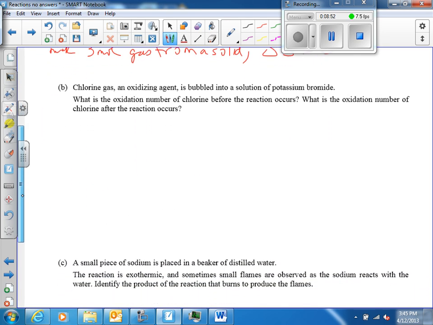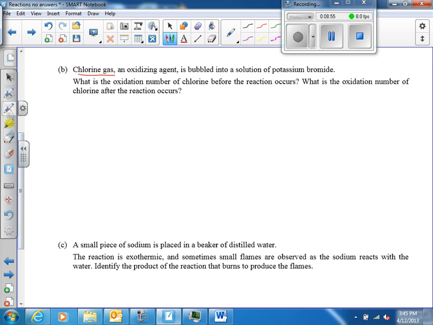Okay, chlorine gas. I've got a gas here, so I can't break anything apart. Oh, and it's an oxidizing agent. So this is going to get reduced. It's an oxidizing agent. Is bubbled into a solution of potassium bromide. So I have to think, will the K plus or the Br minus react? Well, chlorine is a nonmetal, and bromide is a nonmetal. So most likely, I'm going to have the nonmetals just reacting with each other. So bromide. Well, if something gets reduced, something else has to get oxidized.